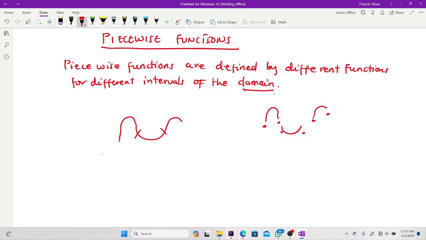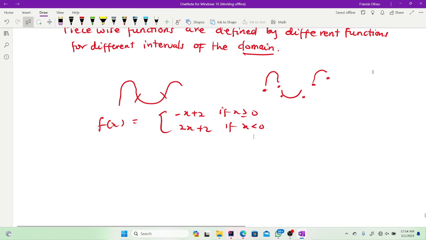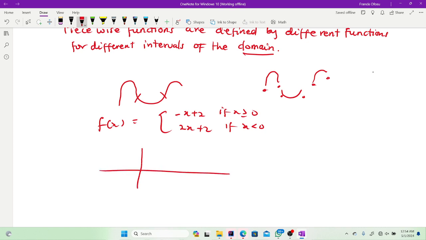For example, I have a function f of x equal to negative x plus 2 if x is greater than or equal to 0, and 2x plus 2 if x is less than 0. You can clearly see that my function here is a piecewise function, because for all values at the right side of 0, I have the function negative x plus 2. Then for all values where x is less than 0, I have 2x plus 2.